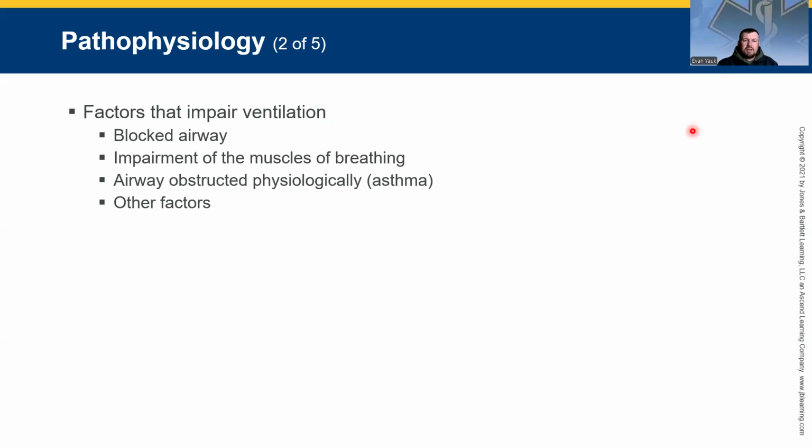Factors that impair ventilation: blocked airway, we're not able to breathe. Impairment of the muscle of the breathing, so we have a ruptured diaphragm, or we have something crushing us and we are unable to expand to take a breath. Airway obstructed, like asthma, so we have swelling of our airways, or maybe pneumonia, where we have just junk in there and we can't get the needed amount of oxygen all the way to those alveoli for diffusion.